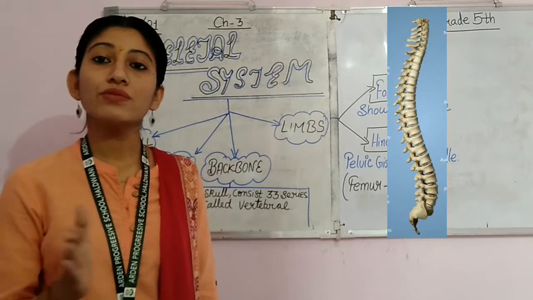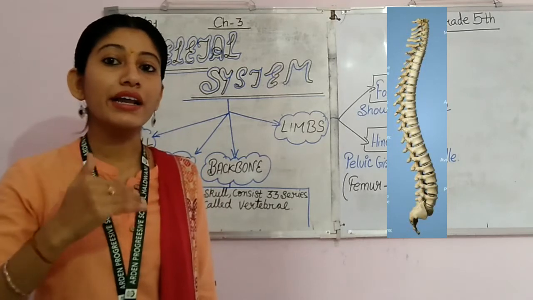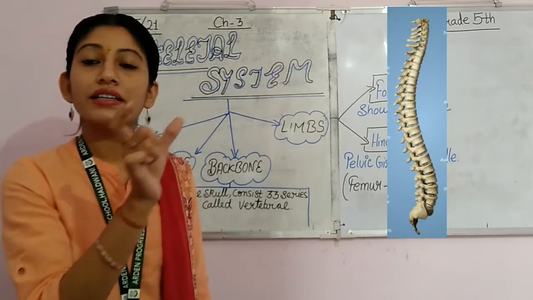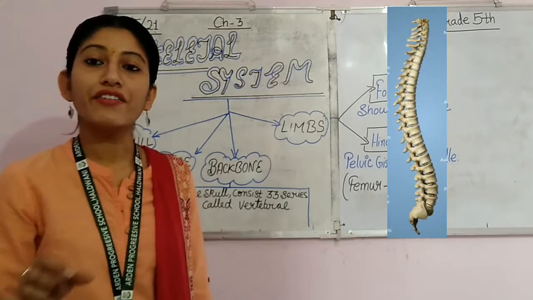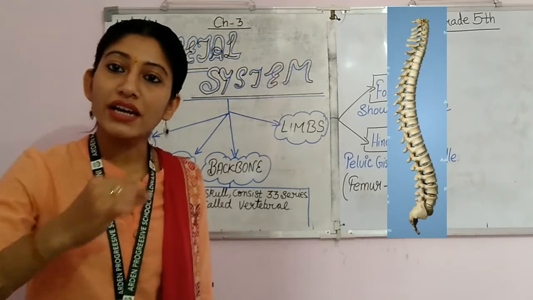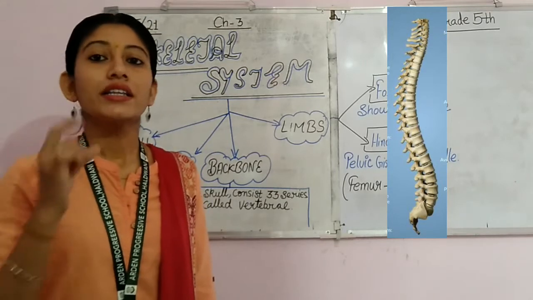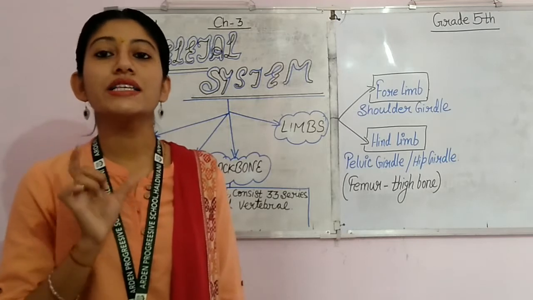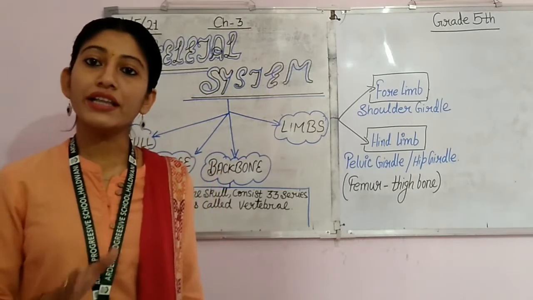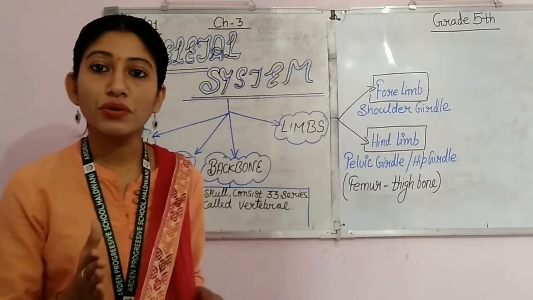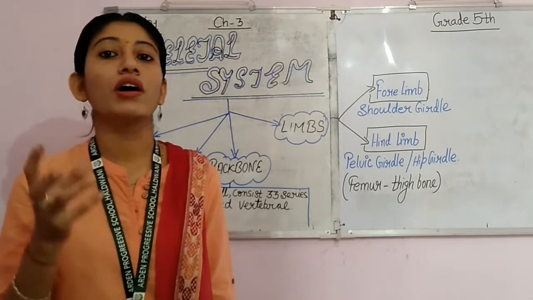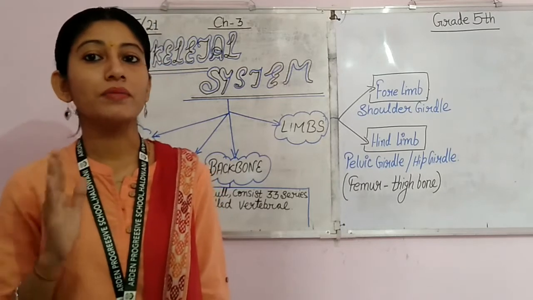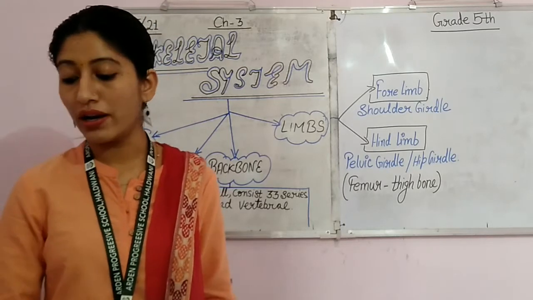And these small bones are arranged one over the other. Okay, it is not that the 33 bones are arranged with a little difference. No, they are just connected with each other, 33 bones, and we call these 33 bones vertebrae. And when these 33 bones come together, they form a column that is called the vertebral column.